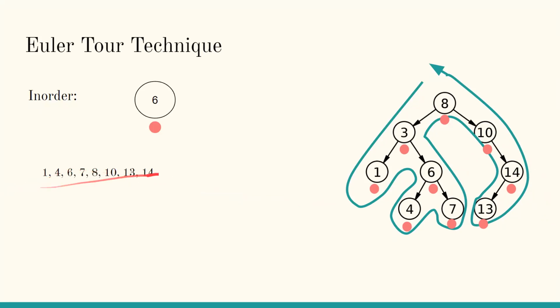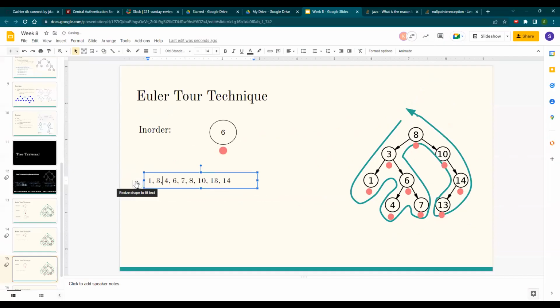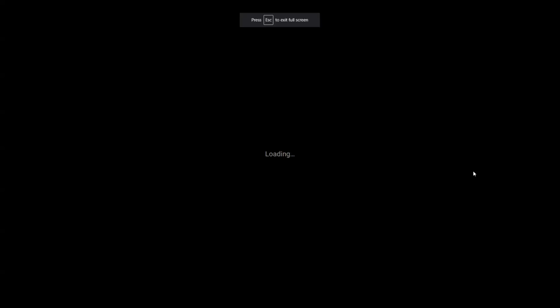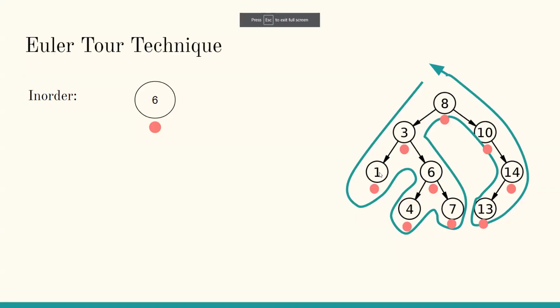Okay, as you can see, here's an answer. I actually made a mistake here. This should be 1, 3, 4, 6. Oh, I didn't even write the 3. Let's just fix that right now. There you go. 1, 3, 4, 6, 7, 8, 10, 13, 14.